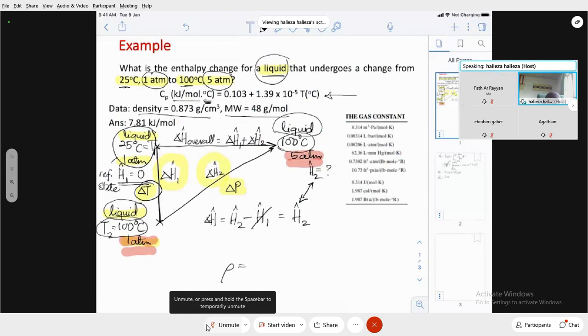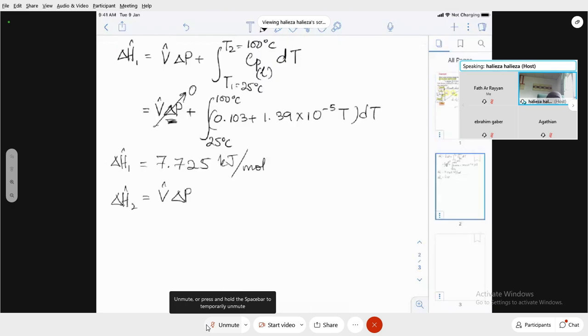Density is equal to 1 over specific volume, so you already get that. That means specific volume is equal to 1 over density. Okay, let's go back. Your pressure change, let's write down the value.